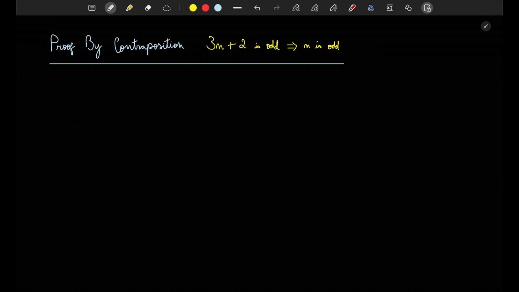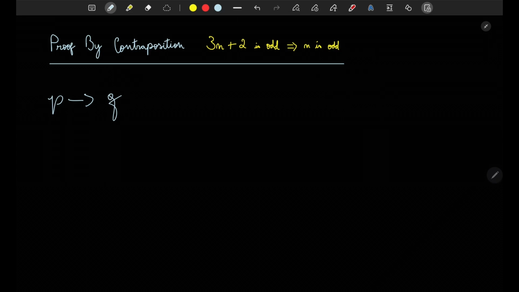We want to prove by contraposition that 3n plus 2 is odd implies n is odd. So first of all, let's recall what a contraposition means. Well, we could have something like P implies Q, which would be directly proved by assuming that P is true and then reaching the conclusion that Q must also be true through axioms, theorems, etc. This would be a direct proof.